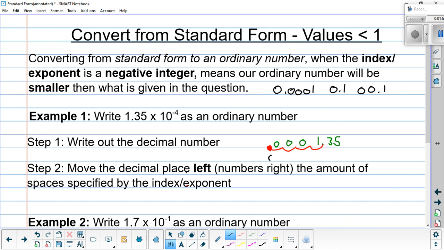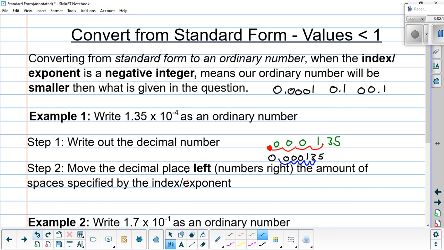Last up, I always like rewriting it: 0.000135. If you do want to check, you can always go back and look at it and count how many movements: 1, 2, 3, 4, 5. Oh, I went one too many. It just needed to go to 4. So 1.35 has moved 4 places, so we know we've done it correctly. A little bit of double checking that you can do.